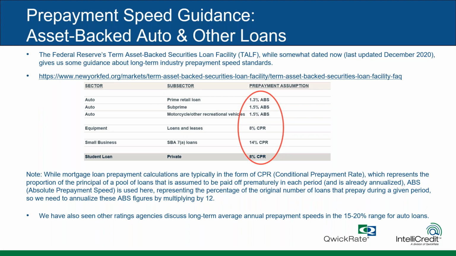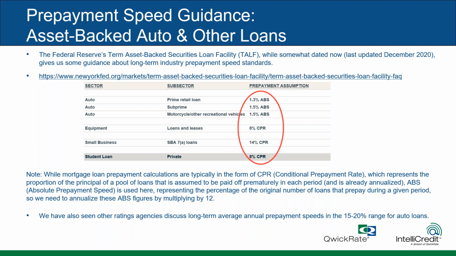So we did find some industry guidance from the Federal Reserve. They came up with a bunch of prepayment assumptions they used for different loan types when they designed the TALF facility after the last credit crisis, that they continued updating on their website. So there's a link there for that. And these are monthly prepayment assumptions.